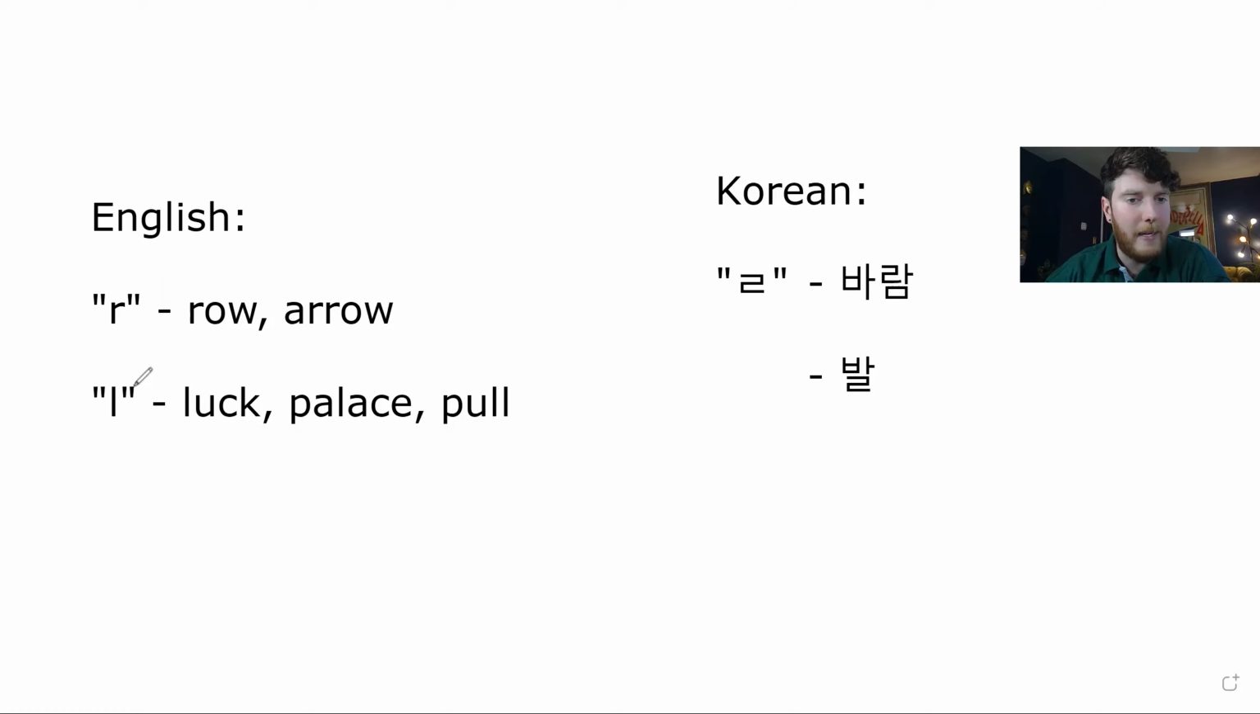And I also want to look at the sound L that we find in the beginning of the word luck, at the middle of the word palace, and at the end of the word pull. Now, I should flag that there are some differences in the realizations of these L's depending on where they are in the word, but I think that's outside of the scope of this video. But I'm just putting an asterisk here for us to discuss in a later video. But for now, let's just look at the difference between R and L.